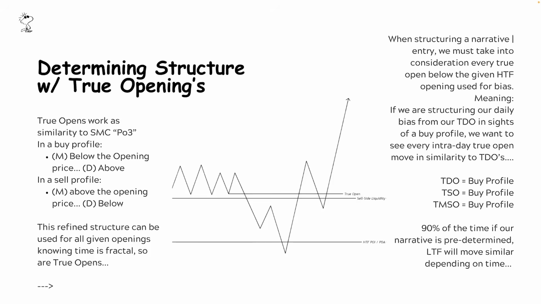Same thing vice versa. In a sell profile, we want to see manipulation above the opening price and distribution below the opening price. This refined structure can be used for all given openings. Knowing time is fractal, so are true openings. When structuring a narrative and entry, we must take into consideration every true open below the given higher time frame opening used for bias. Meaning, if we are structuring our daily bias from our true day opening insights of a buy profile, we want to see every intraday true opening move in similarity to true day.